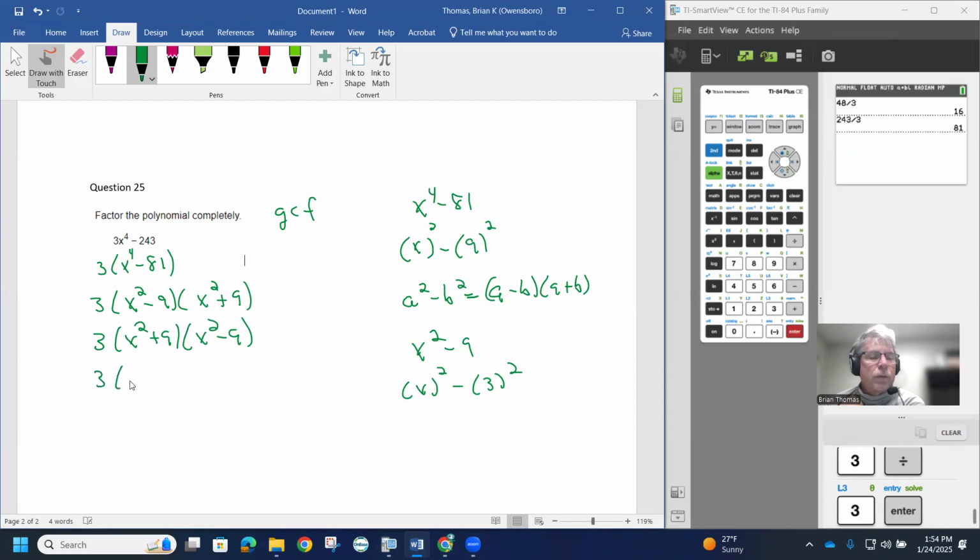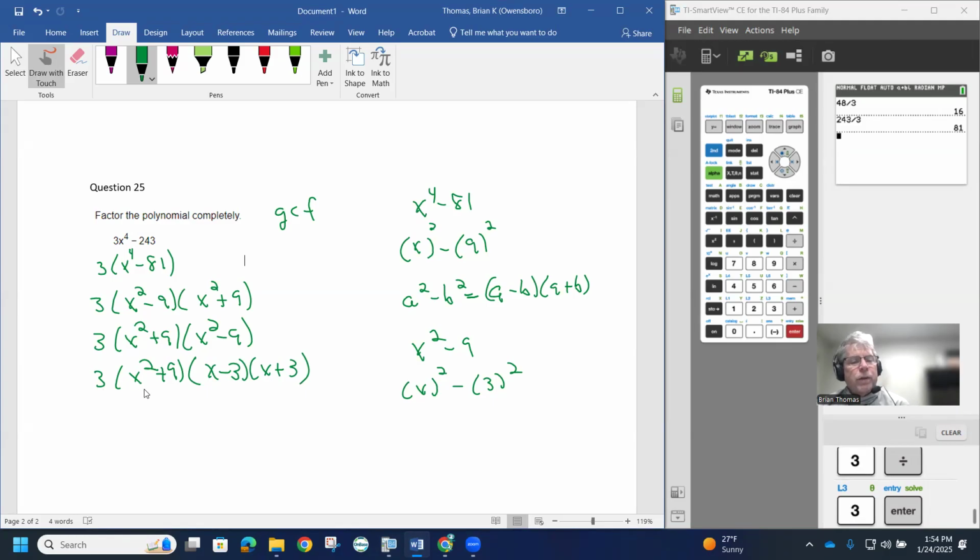So this 3 comes down. The x squared plus 9 is not a difference of squares. It's not factorable. But the x squared minus 9 actually factors into x minus 3 times x plus 3. So this problem is kind of interesting, how it factors quite a few times because of that exponent of 4. So it actually had two difference of squares in it as we factored it. So that should be the final answer.